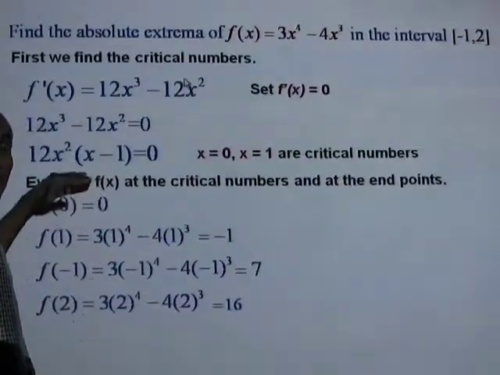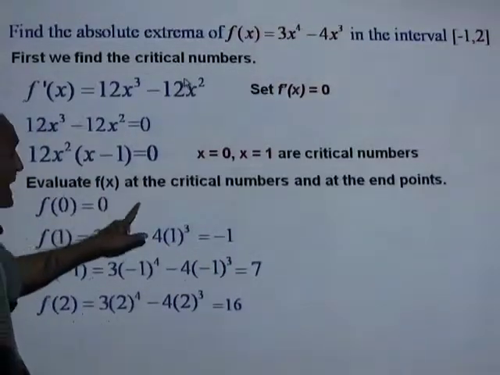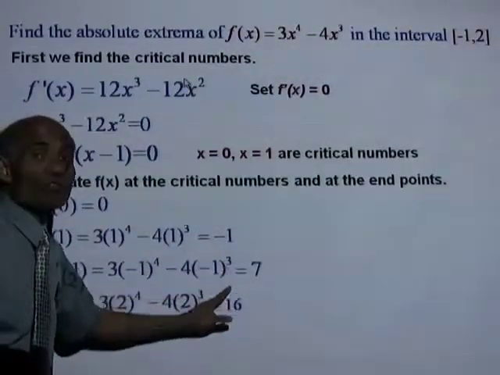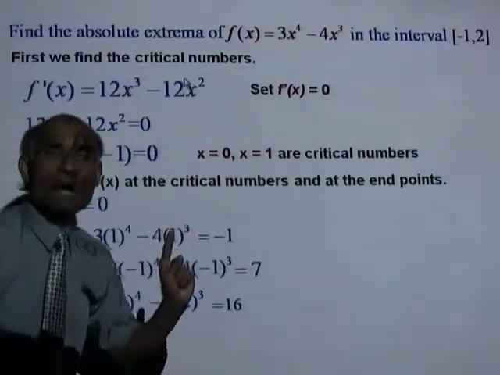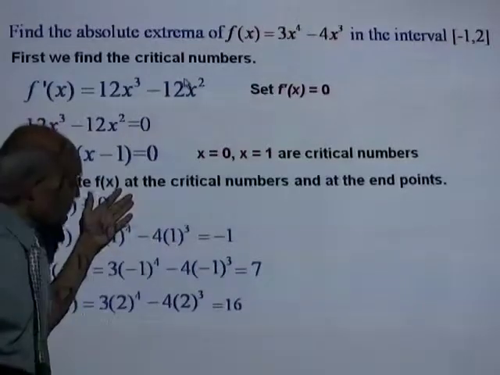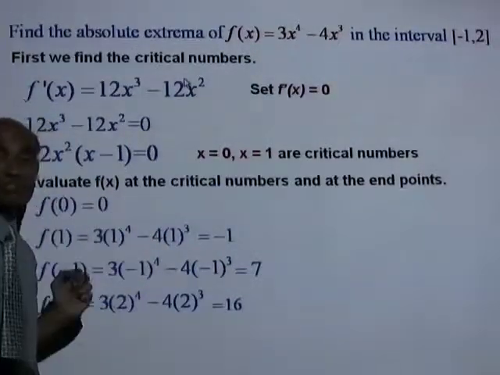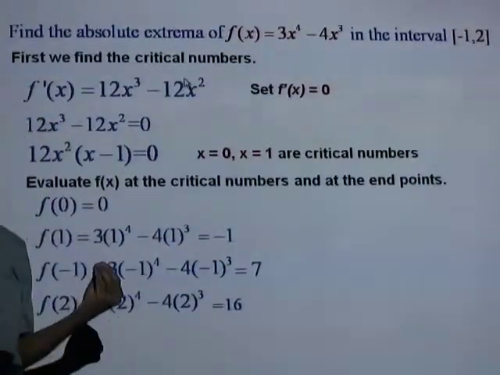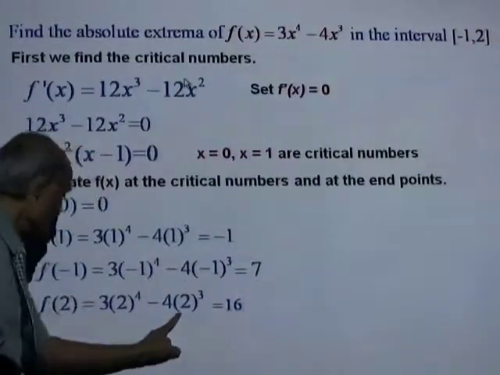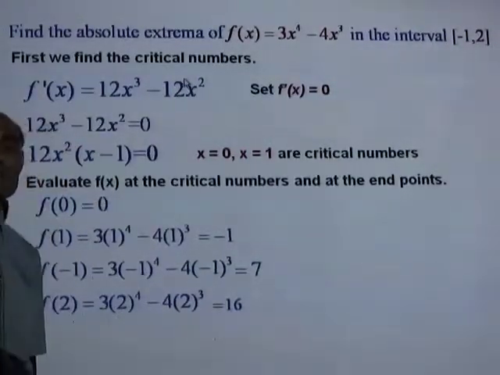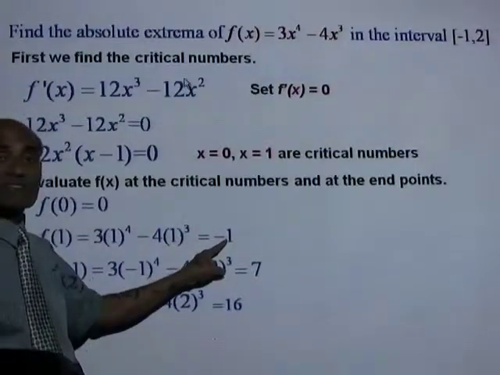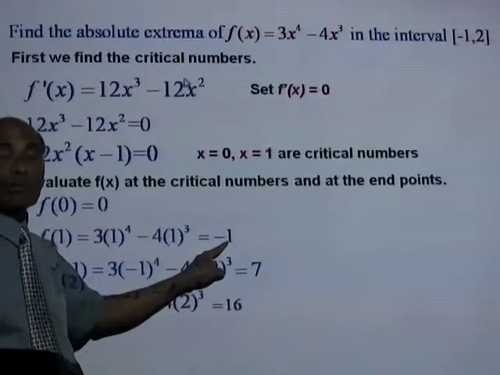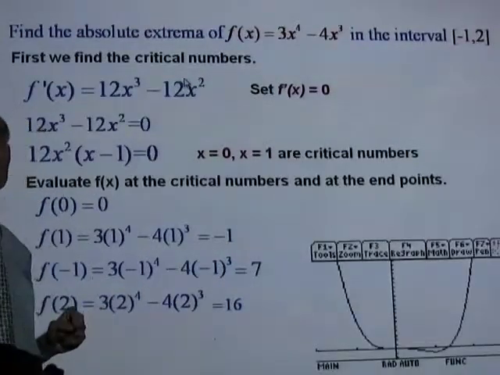Now, you got the values of the function at the critical numbers and also at the endpoints. The absolute maximum is the maximum value that you find here. So what is your absolute maximum? Your absolute maximum is f of 2, that is 16. And your absolute minimum is the lowest of all the 4 values, which is -1.